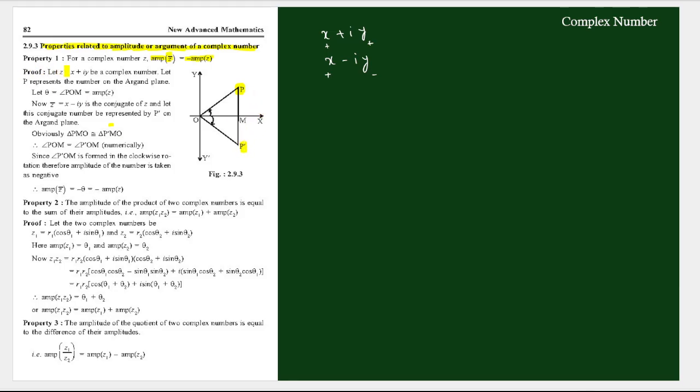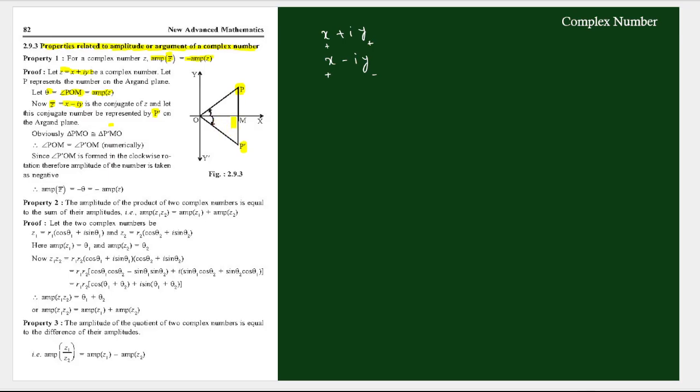So let's see. Let z = x plus iy be a complex number, and let P represent the number on the Argand plane. Then theta, angle POM, represents the amplitude of z. Now z bar, the conjugate, will be x minus iy. Let this conjugate be represented by P prime on the Argand plane. So obviously its angle will be P dash OM.